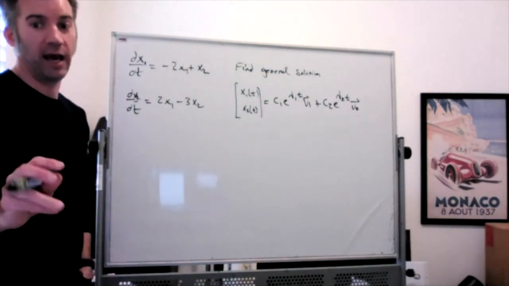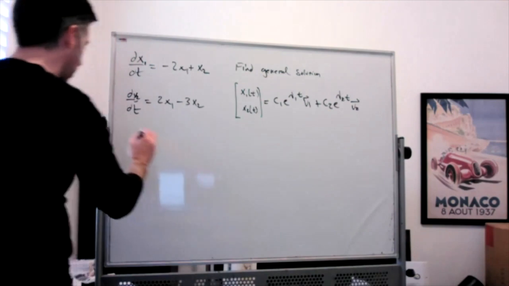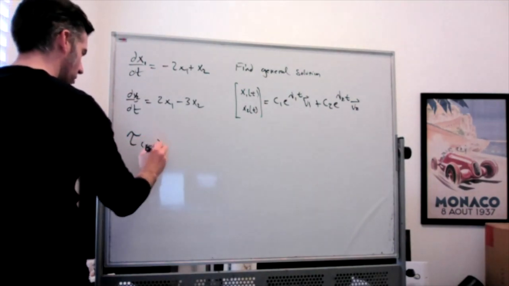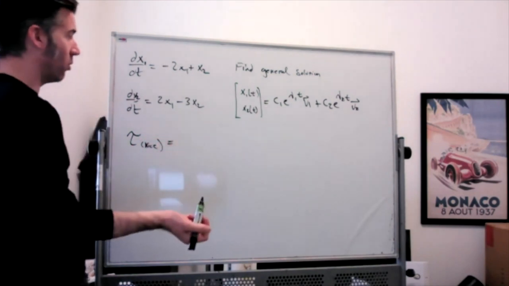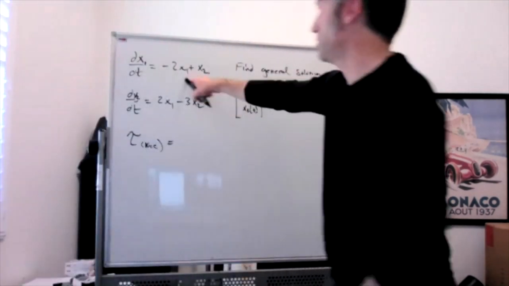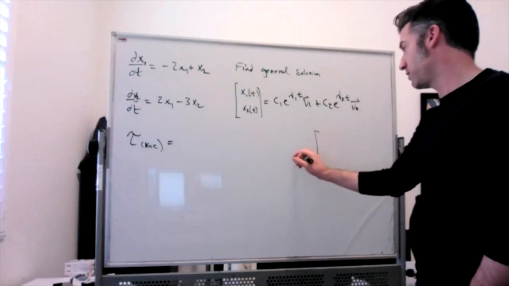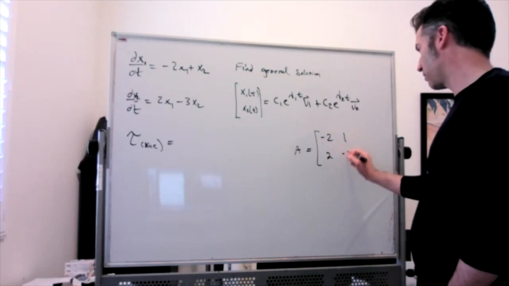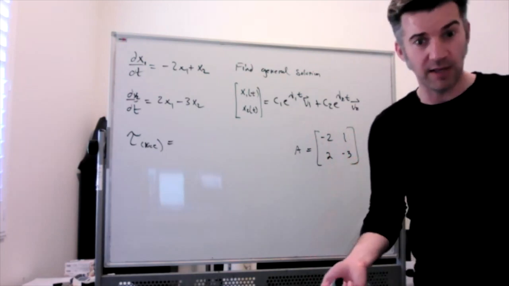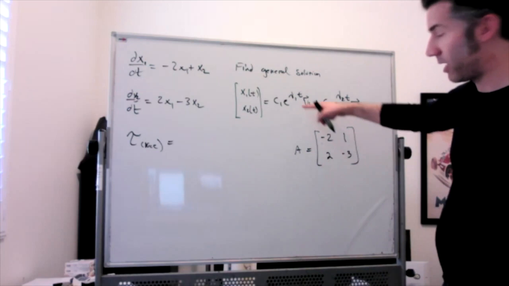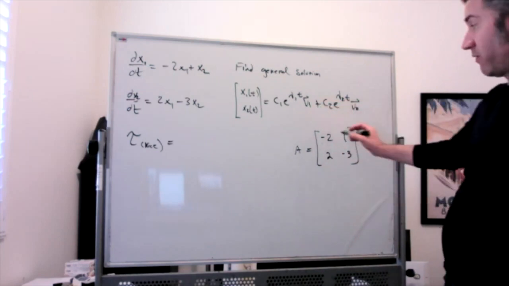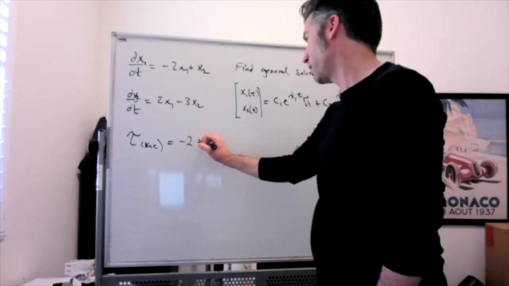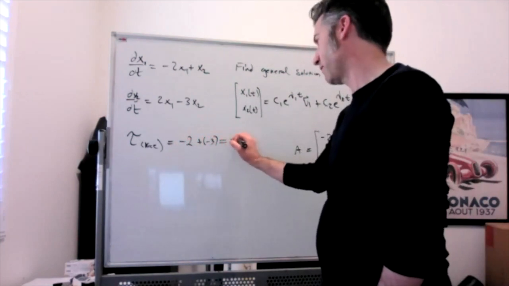I'm going to do the eigenvalues the new way, where we say, okay, the trace of this matrix. The trace is just the sum. I should write down the matrix, I suppose. The matrix is just the matrix of coefficients. Our matrix A is [-2, 1; 2, -3]. The trace is what you get when you add up the diagonal elements, from the upper left to the lower right. So the trace is -2 plus -3, which is -5.